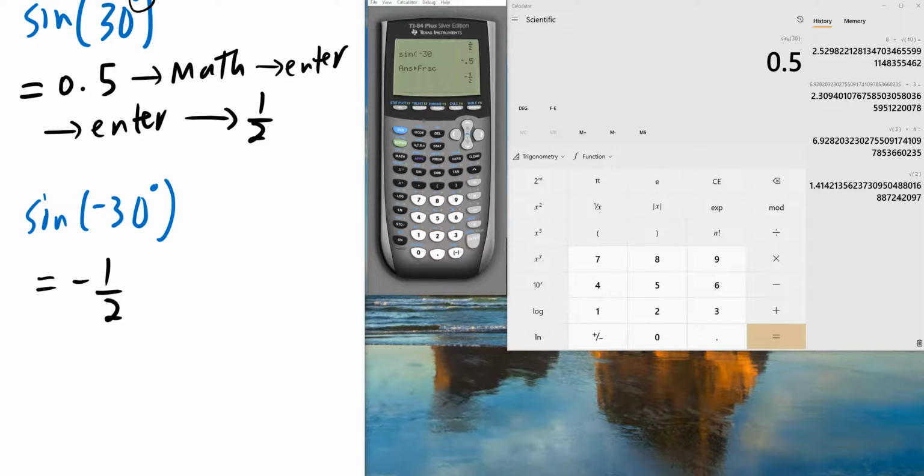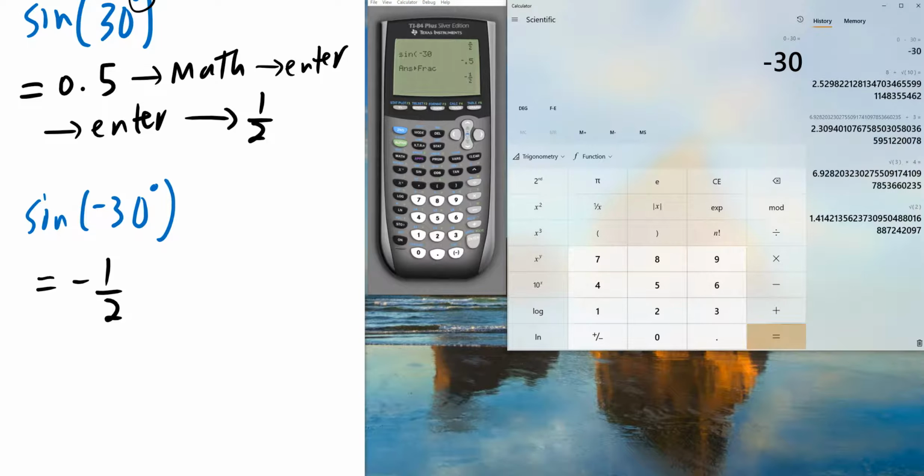The next one is how do I do it on the scientific calculator? Watch what I'm going to do. Let me clear that first. Type negative 30 and hit the enter key. That gives you negative 30. You do negative 30 first, and then you go trig sine, and that gives us negative 1/2.